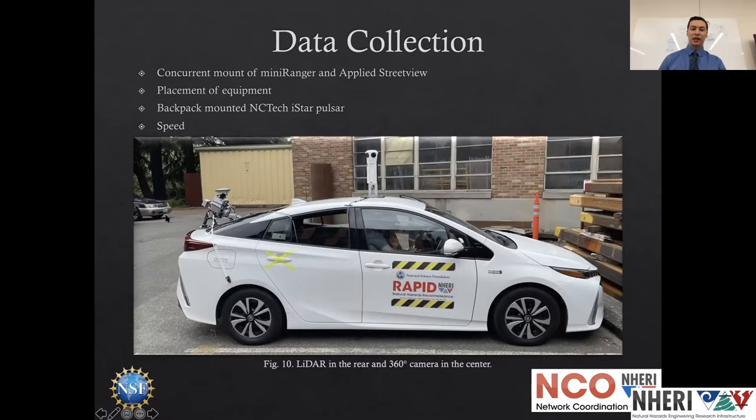For the data collection, this is our vehicle that we use to collect the data. The placement of the equipment is very important. The Applied Street View camera is placed perpendicular to the ground surface so that you can receive level images while you're taking data. And the Mini Ranger laser scanner is mounted as far to the rear of the vehicle as possible so that you can avoid taking data of the vehicle itself. It's a little hard to see in this picture, but that is the laser scanner itself without the cover.